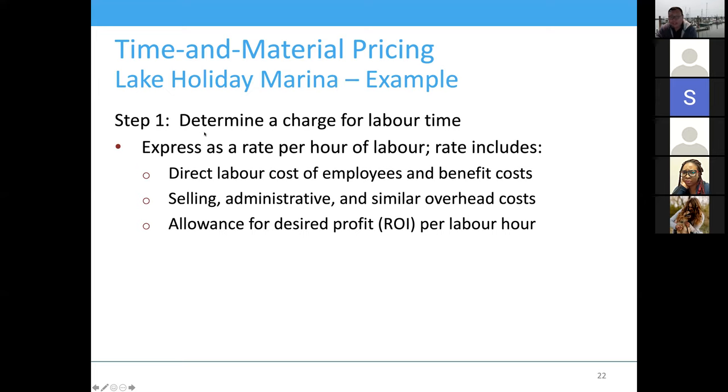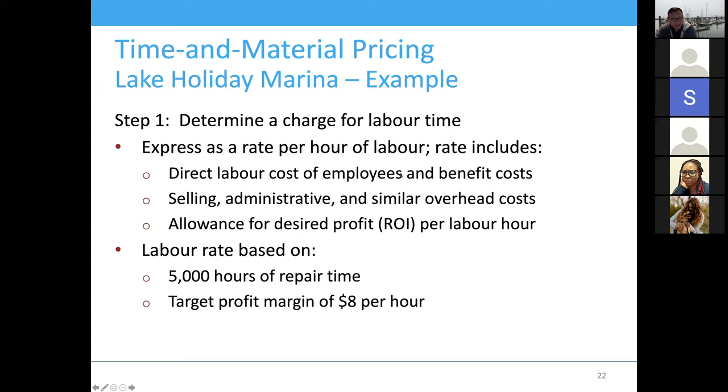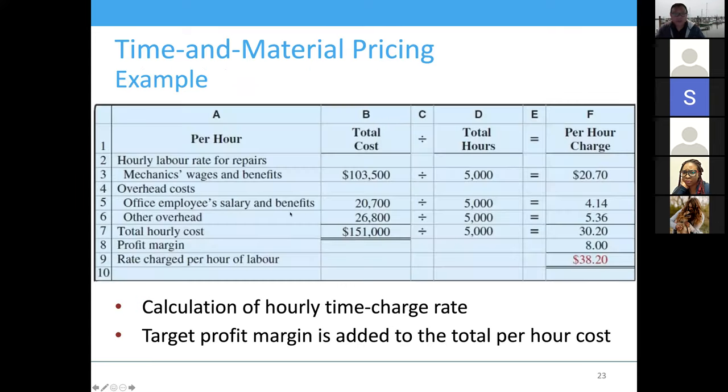So the first step, you want to determine the charge for the labor time, okay? The target labor rate is based on 5,000 hours of repair time. So the mechanics are repairing the vehicles. So the mechanics are budgeted to have 5,000 hours on that. And you are hoping to have a target profit margin of $8 per hour. So here is what happened, okay? Here is what happened. So for the labor cost, when this information is given, this is all the labor cost, including the mechanics' wages, benefits, right? There are benefits and the overhead.